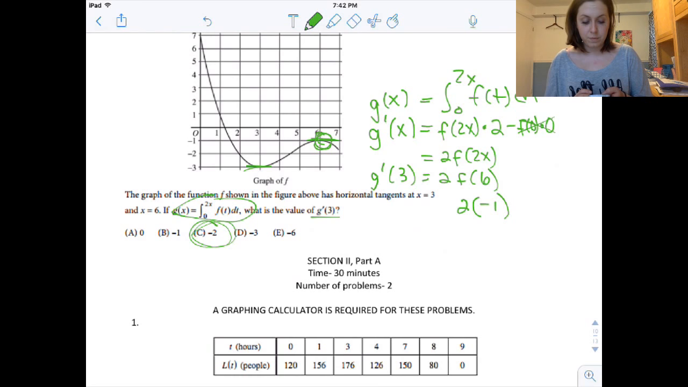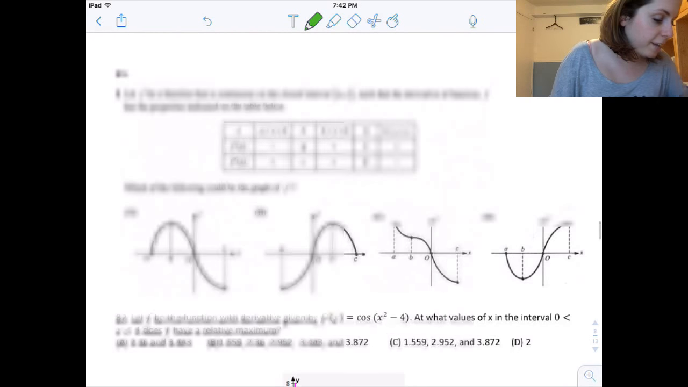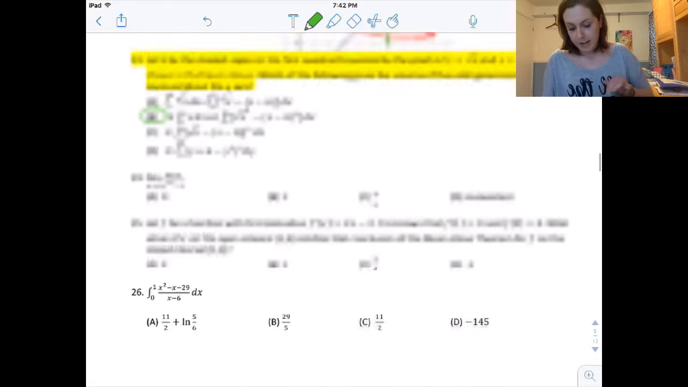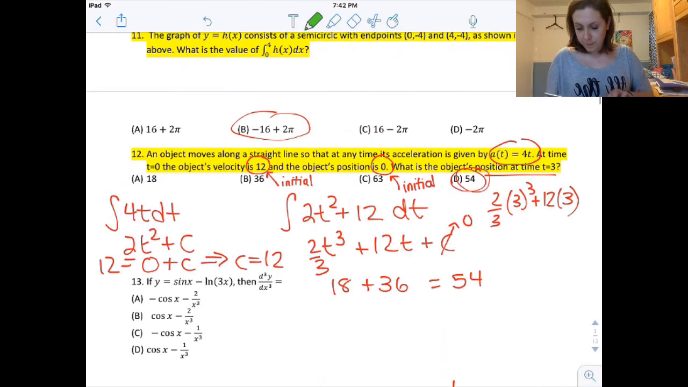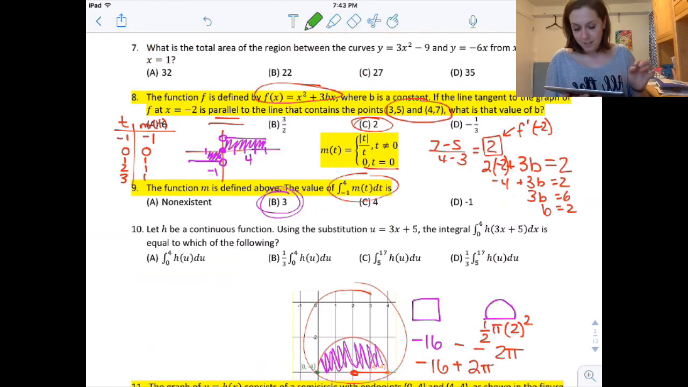Okay, number 9. Sweet. I love questions. Number 9, non-calculator part. Let's look at it. Maybe we'll get there. Okay, number 9. I see that we asked about it.